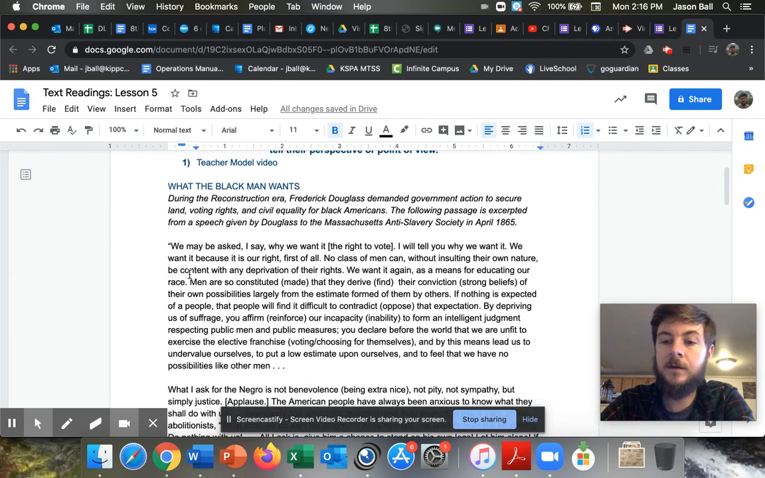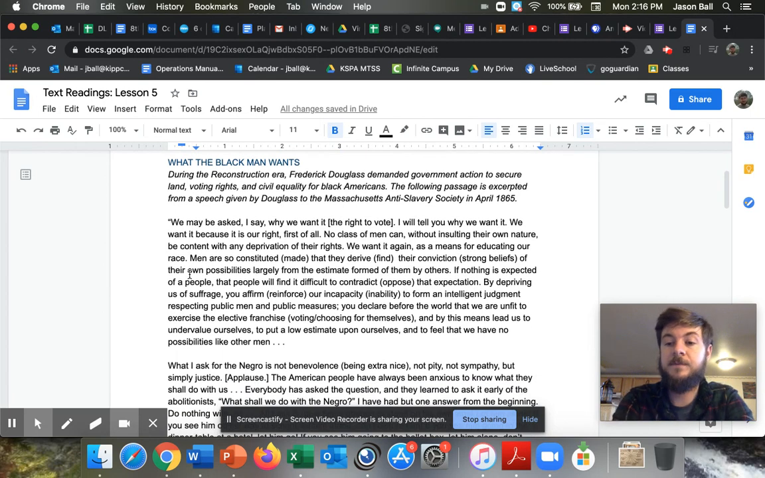So quickly, this reading is looking at perspective, same skill. What you're going to be looking at is what is someone's perspective, their point of view, how do they feel or think about something, and why.